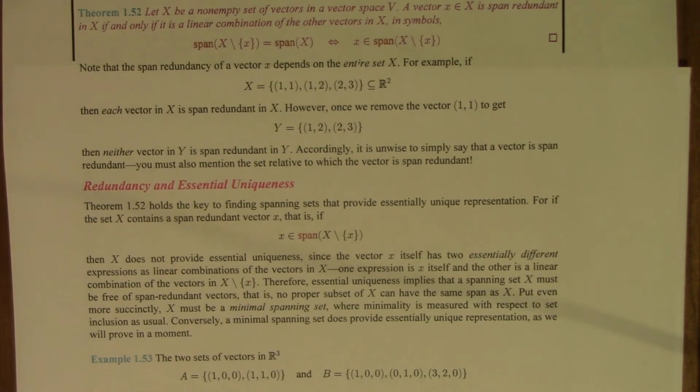The converse is also true. A minimal spanning set does provide essentially unique representation, and I'm going to prove that in a few minutes. I want to look at an example or two first.